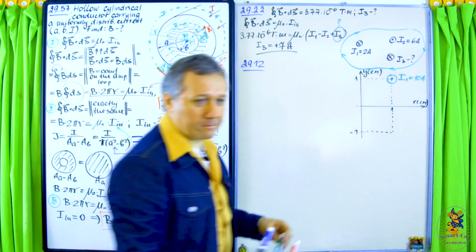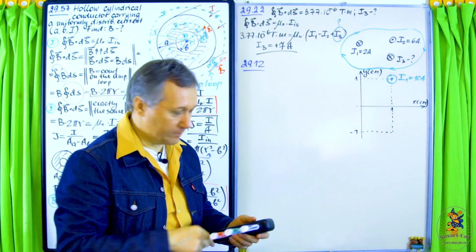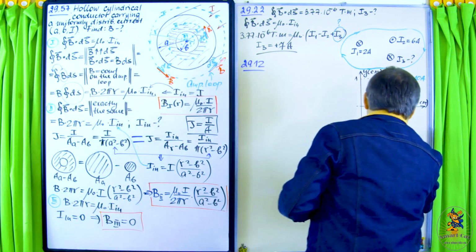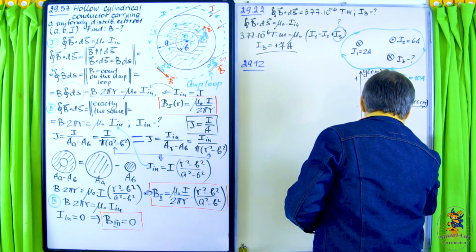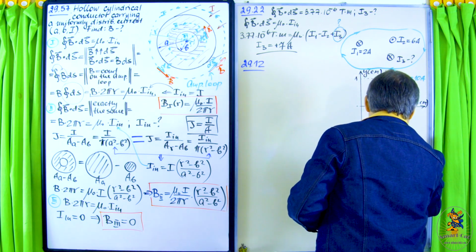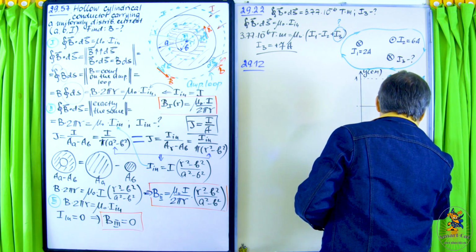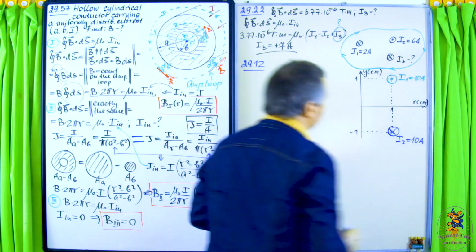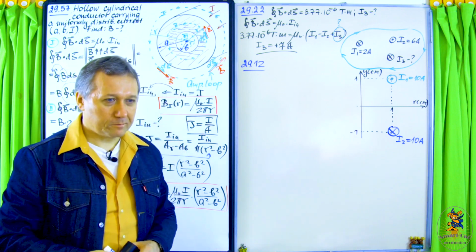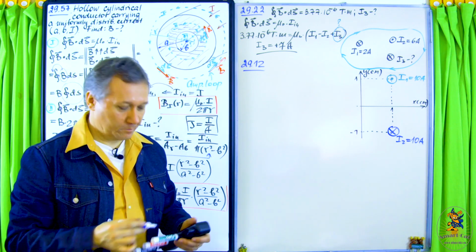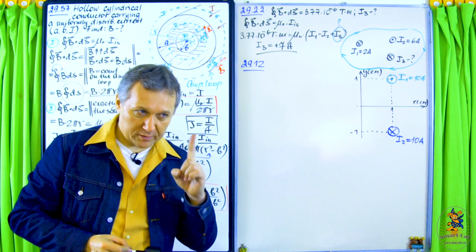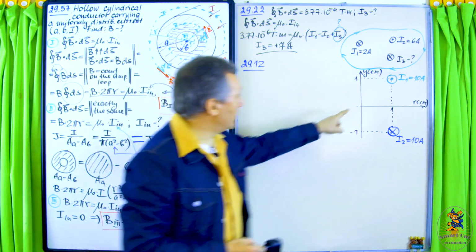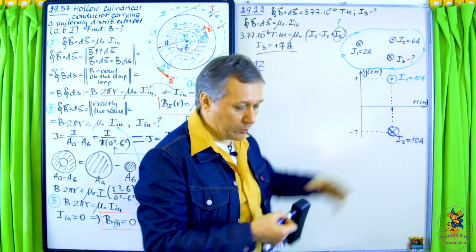Right. So it will be at that point. And this current is out of the, no, into the board. So this is I2 equals also 10 amps. So we need to find the net magnetic field at the origin, point O.